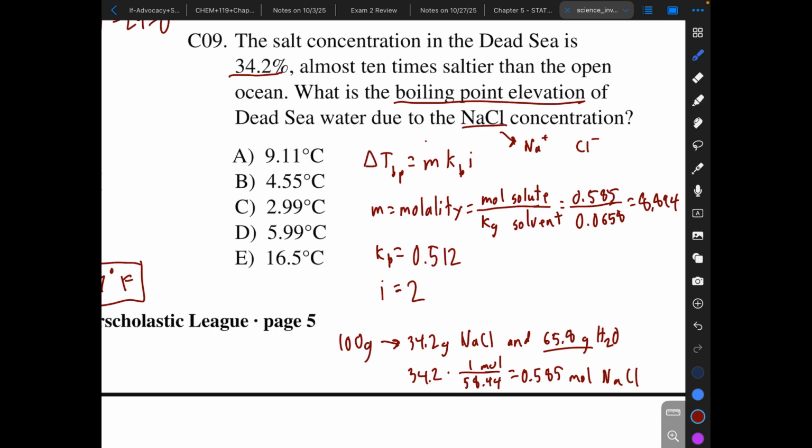So now we're just supposed to multiply these three numbers. So take that number times 512 times 2. The answer would be 9.107, which is approximately 9.11. So the answer to this question would be A, 9.11 degrees Celsius.